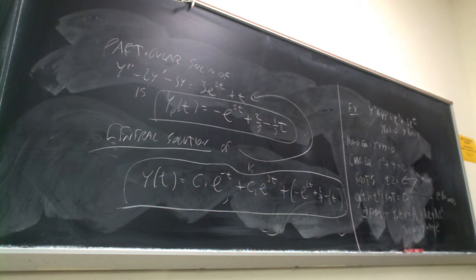Now, on the other hand, for the other term, g of t is 3e to the t. So what root does that correspond to? 1, because you look at your exponential for a real part of your root, and the coefficient of t is 1. So you get 1.